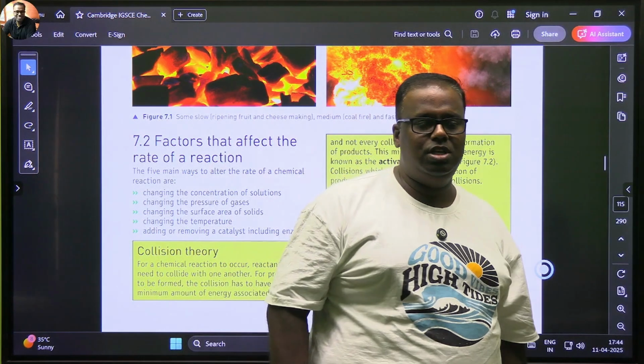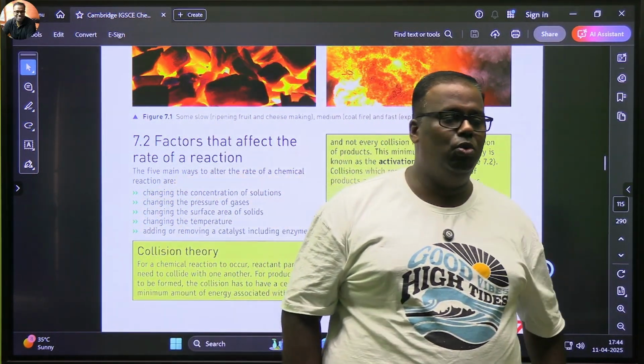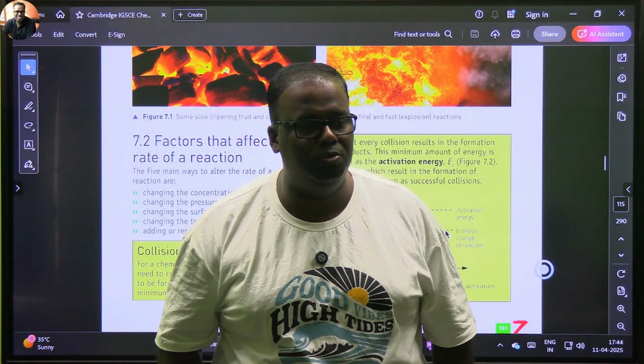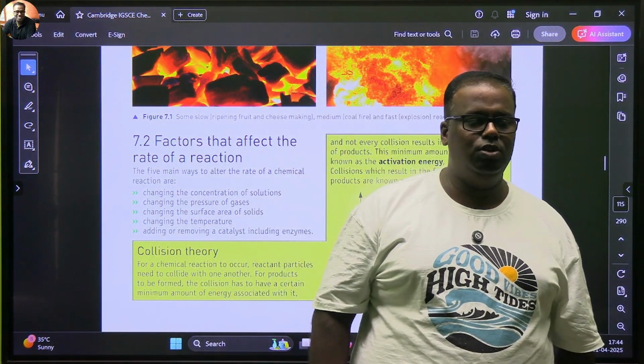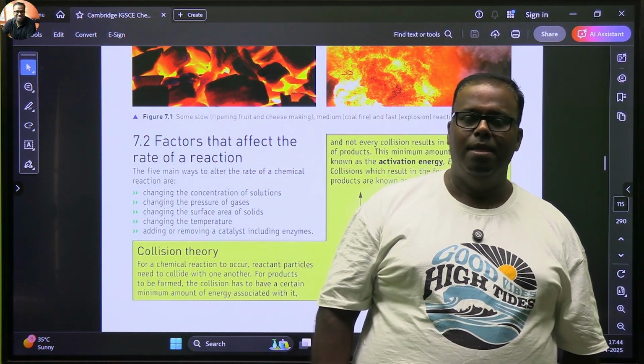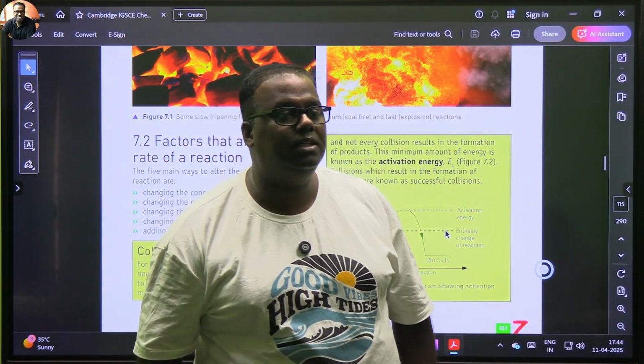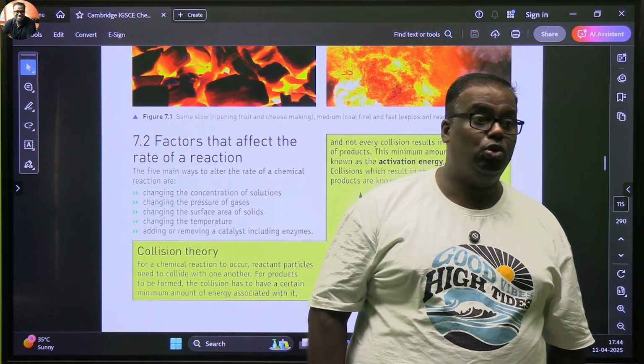And later you will see that all our effort should be to support the collision theory. The more you support collision theory, or make the collision theory work in your favor, the reaction is going to get faster and faster. Understood? So in collision theory, I say that particles of the reactants collide with each other.